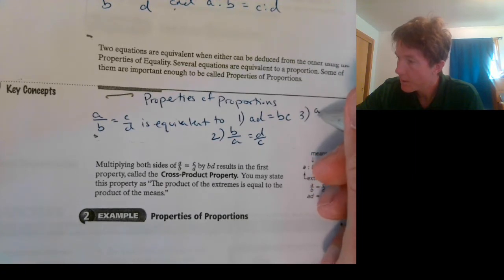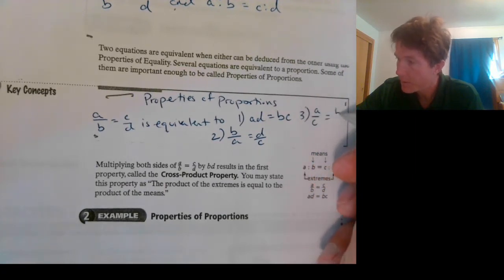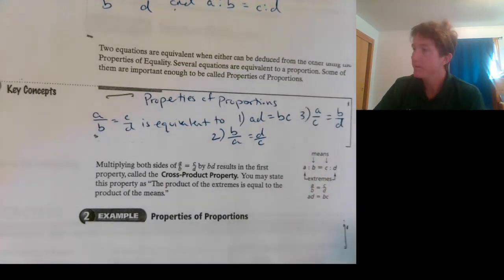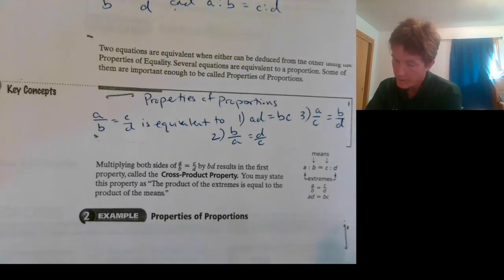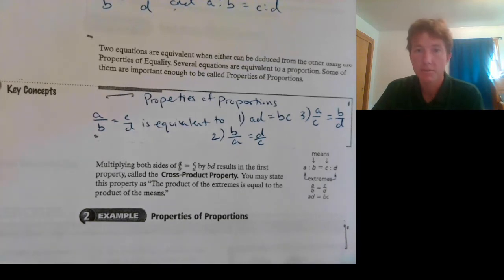Number 3 says A over C is equal to B over D. Off the top of my head, I'm not really sure what they did here. I believe they divided both by the same number. But let's just roll with it. We can get more into it as we see more examples.